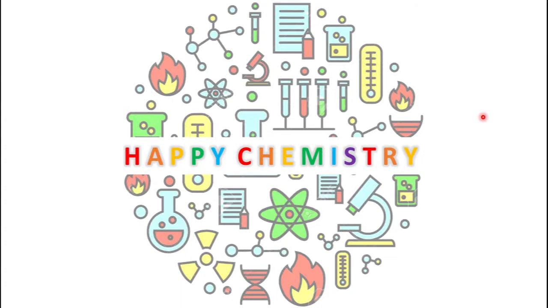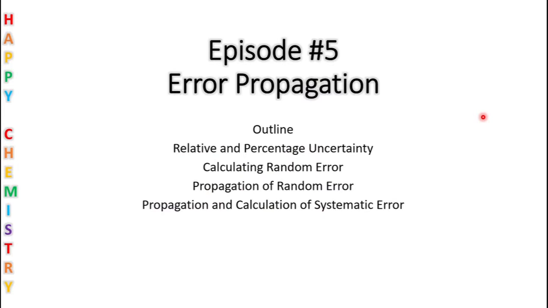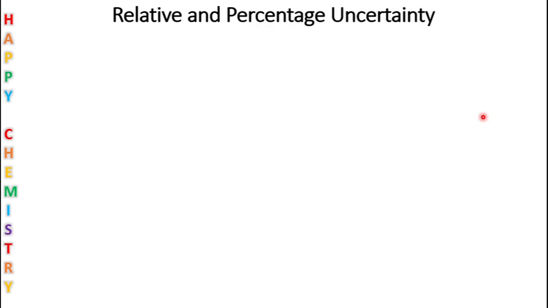Let's begin today's episode, Error Propagation. Today we will cover the quantitative aspects of the uncertainty as shown in the outline. First, we will talk about relative and percentage uncertainty. These are important in expressing both systematic and random error.